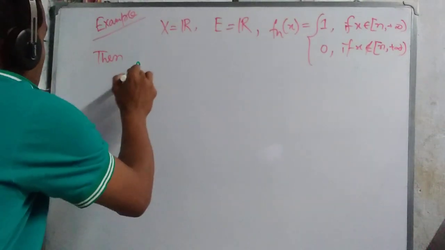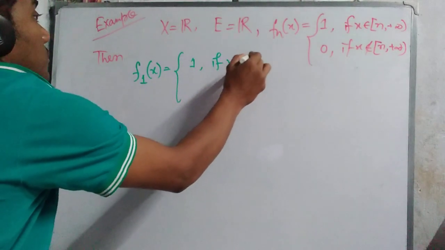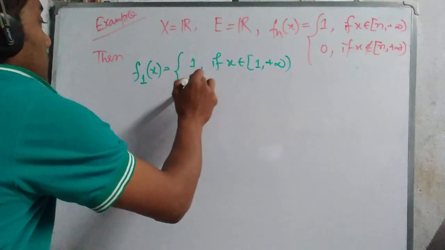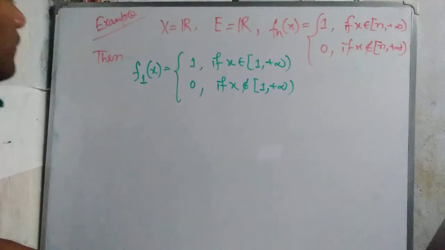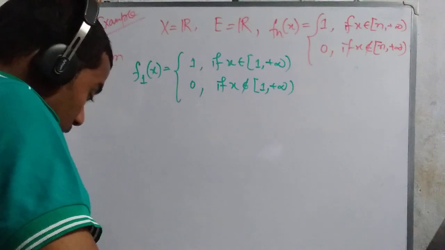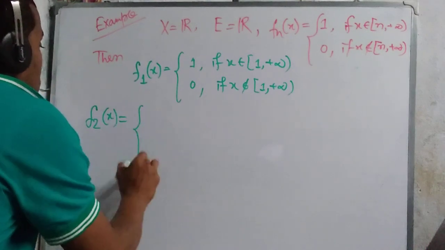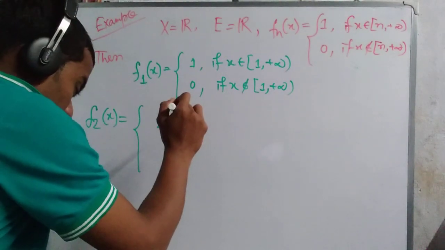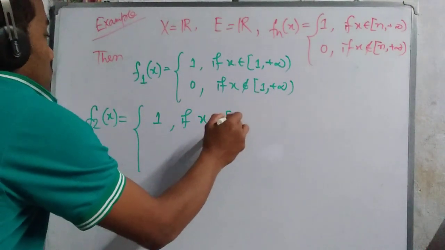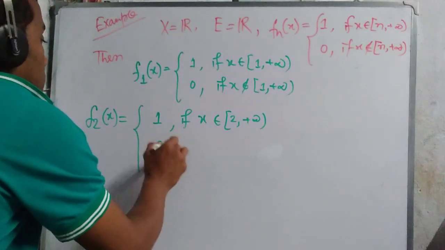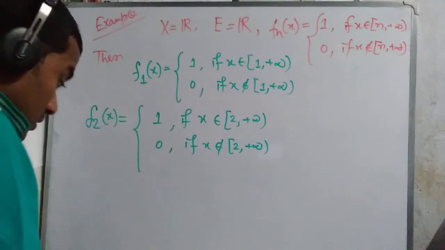Then we write f_1(x) equals 1 if x belongs to [1, plus infinity), and 0 if x does not belong to [1, plus infinity). Now f_2(x) equals 1 if x belongs to [2, plus infinity), and 0 if x does not belong to [2, plus infinity).